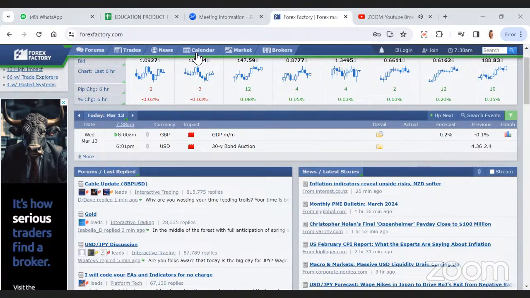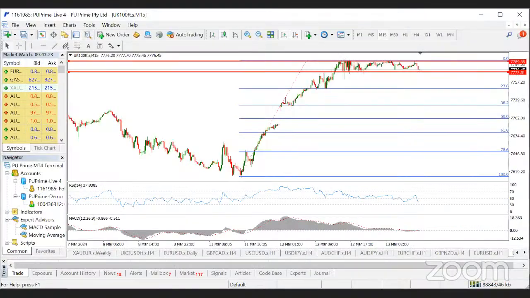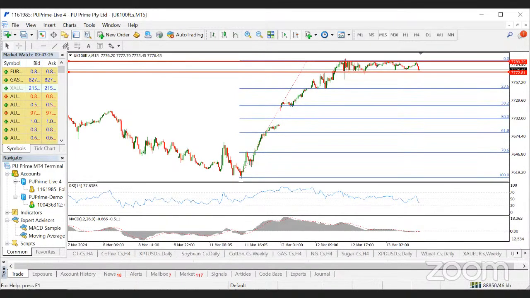God's Will is asking about BTC. Okay, so let's go back to the MT4. Okay, so I'm on MT4. Let me quickly find the BTC USD.